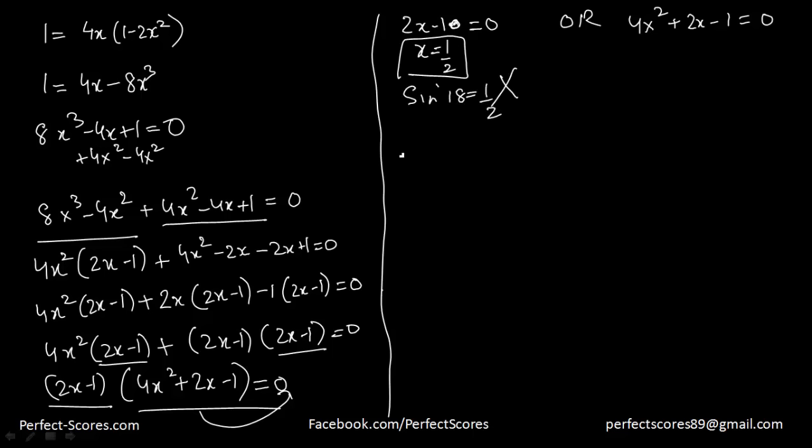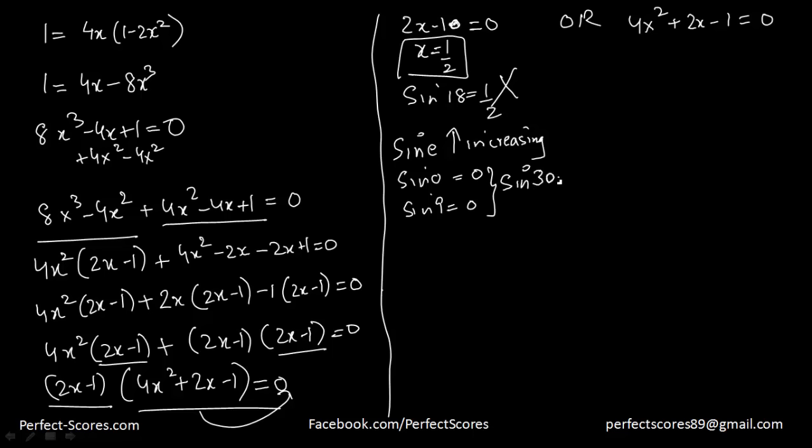Not possible. Why? Because sine is an increasing function, isn't it? As the value of theta increases, the value of the sine function also increases, because sine 0 is 0 and sine 90 is 1. The standard value of sine 30 is equal to 1 by 2. So if sine 30 is 1 by 2, sine 18 will definitely be less than 1 by 2, which is why this is not possible. The only thing that is possible is this.